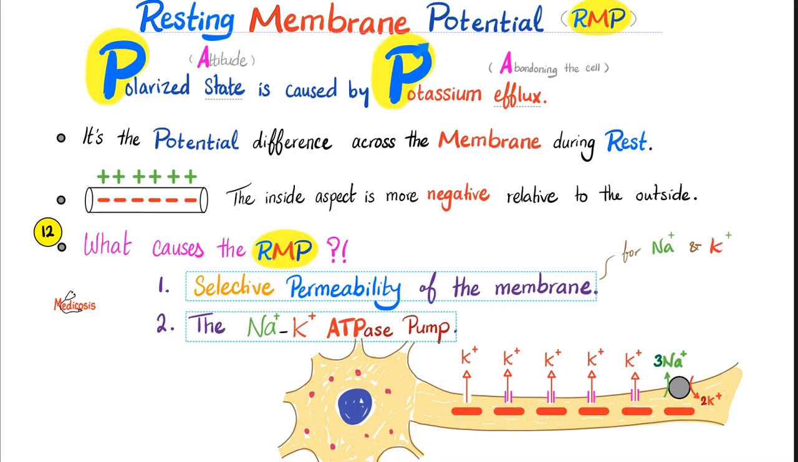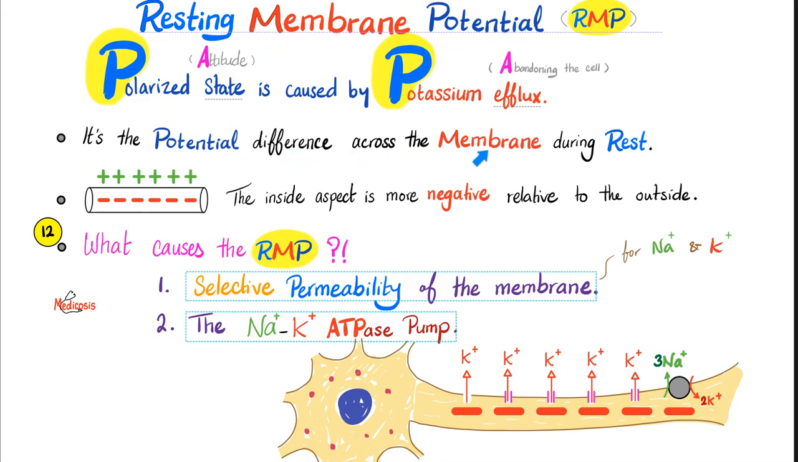The resting membrane potential has another name, the polarized state, where the inside is more negative and the outside is more positive. Who is responsible for the polarized state? It's the potassium efflux. If you want to make the mnemonic more sophisticated, the polarized attitude is caused by potassium abandoning the cell.